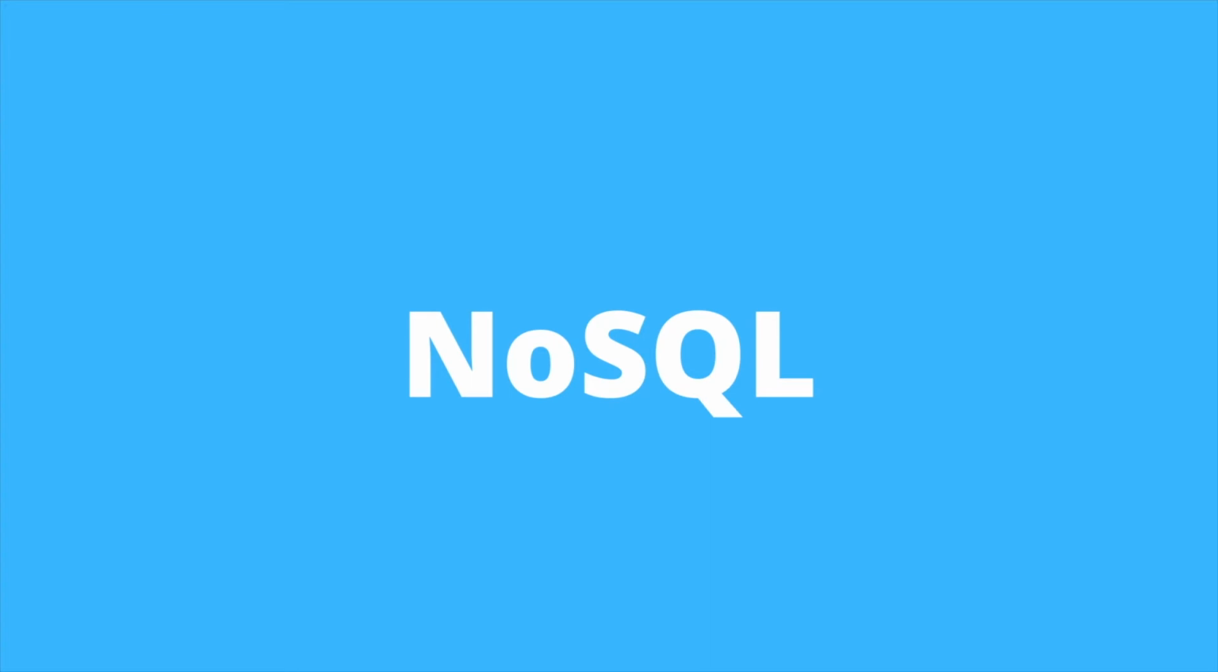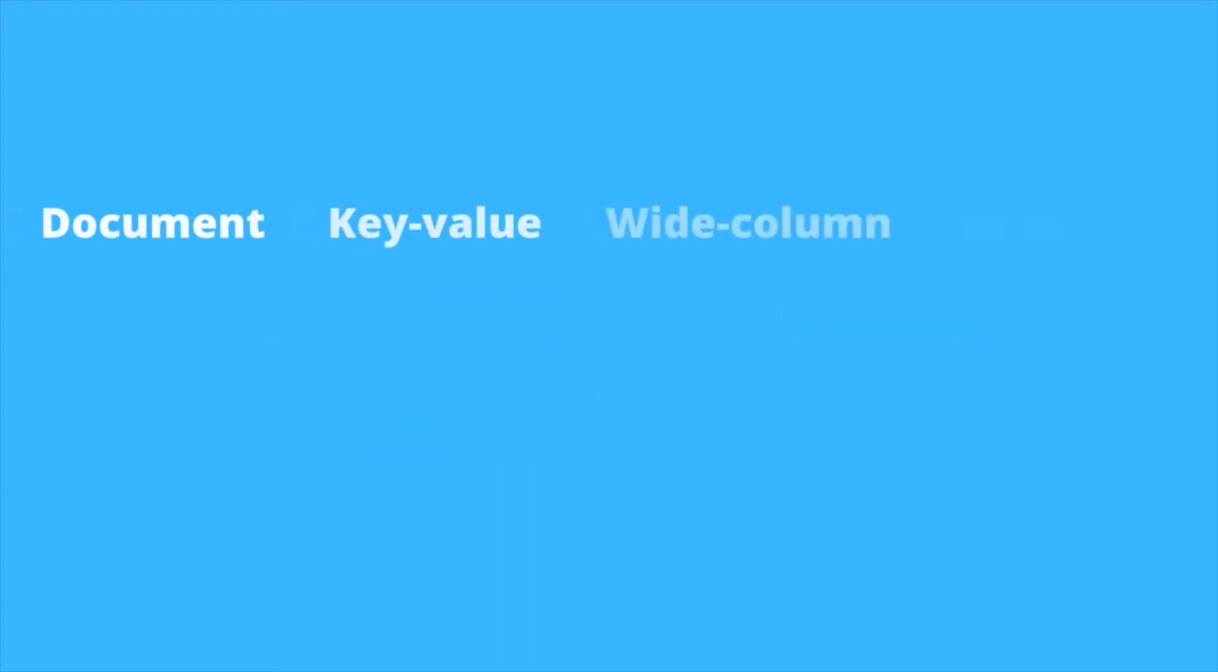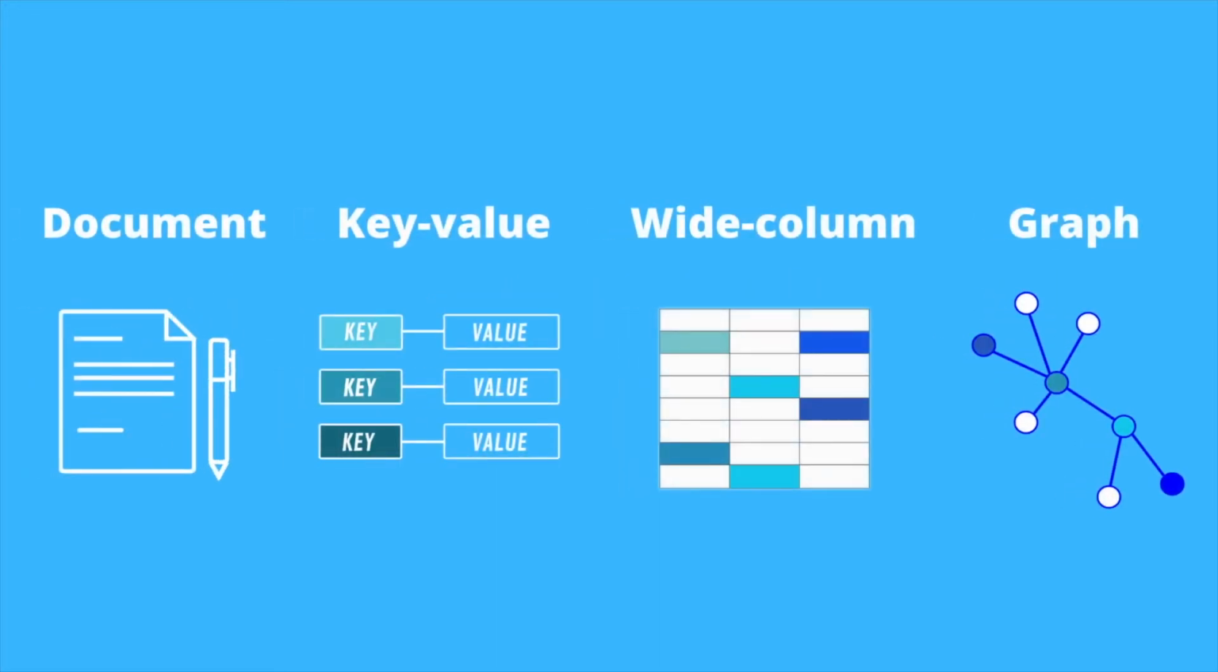Now let's figure out what NoSQL is. When people use the term NoSQL, they typically use it to refer to any non-relational database. NoSQL databases come in a variety of types, based on their data model. The main types are document, key value, wide column stores, and graph. Let me quickly go through each of these types in a bit more detail.